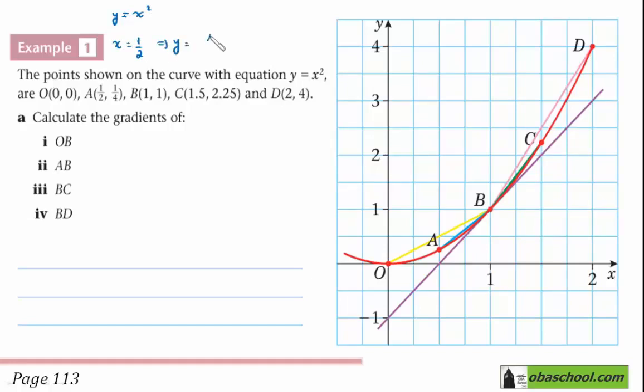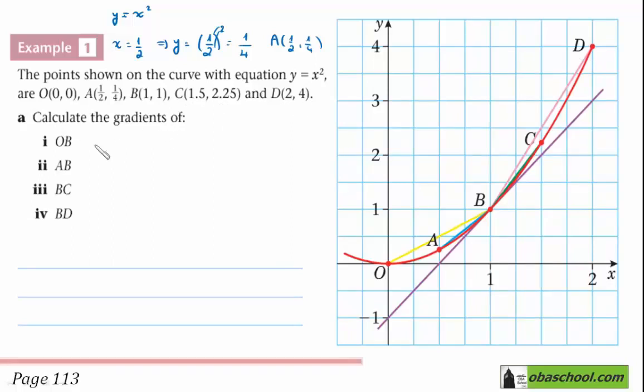Then for x equal 1/2, y is (1/2) squared, that is equal to 1/4. Therefore, the point A is (1/2, 1/4). And similarly, all the points B, C, and D are found in the same way. We can see these points A, B, C, and D are on the curve.